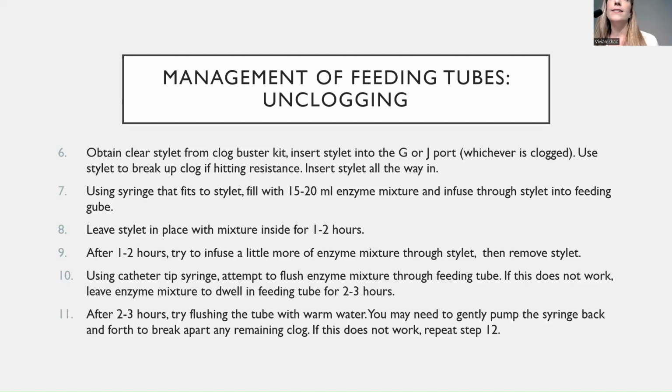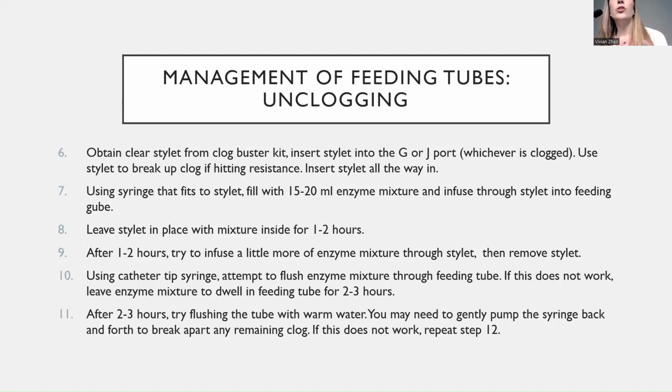And then what I did was I would take the stylet from a clog buster kit and insert it. Usually it was the J tubes that got clogged, G tubes pretty rarely, but put it into the J port, and then try to use that stylet to break up the clog a little bit. And if you can, insert the stylet all the way in, kind of maneuvering it in as you can.